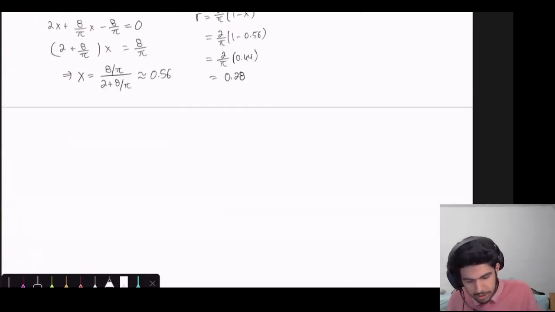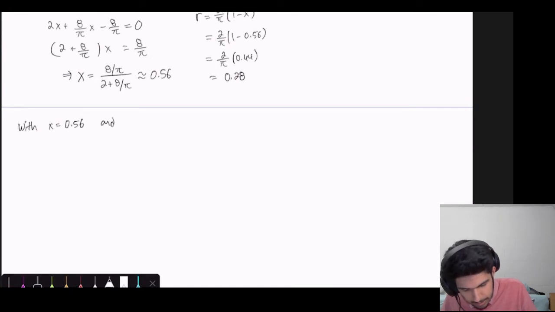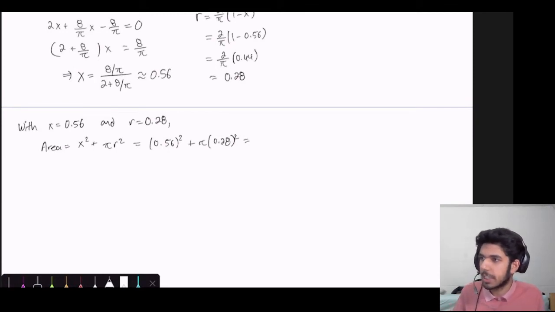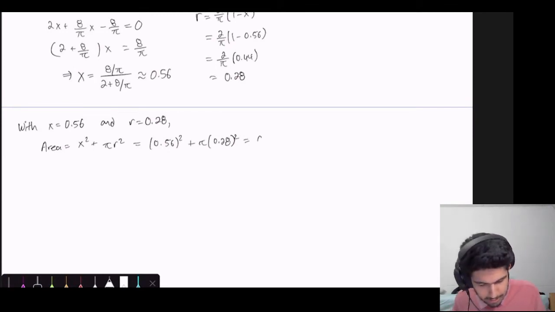Now we should check our solution to make sure it is the maximum. With x equals 0.56 and r equals 0.28, area equals, I'll remind ourselves of the equation we created, 0.56 squared plus pi times 0.28 squared. If you multiply this all out, we get approximately 0.56.